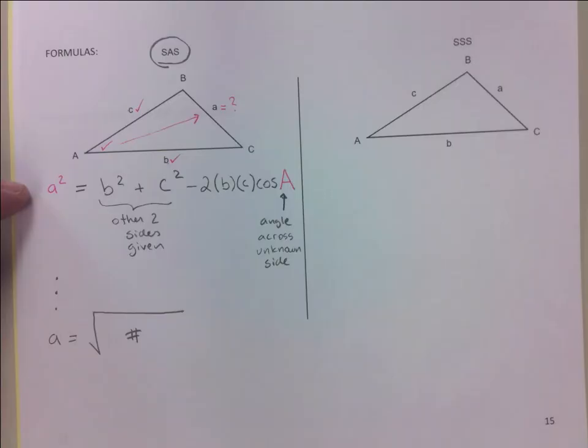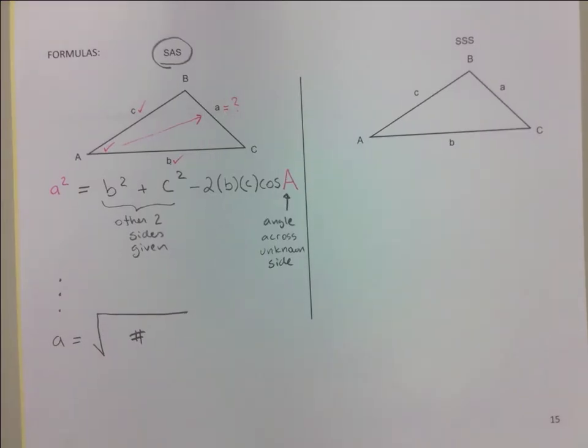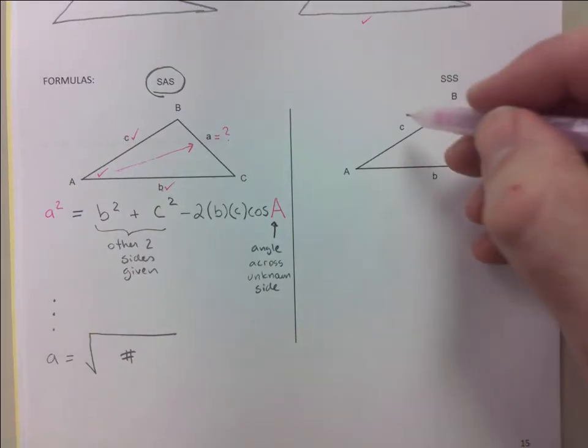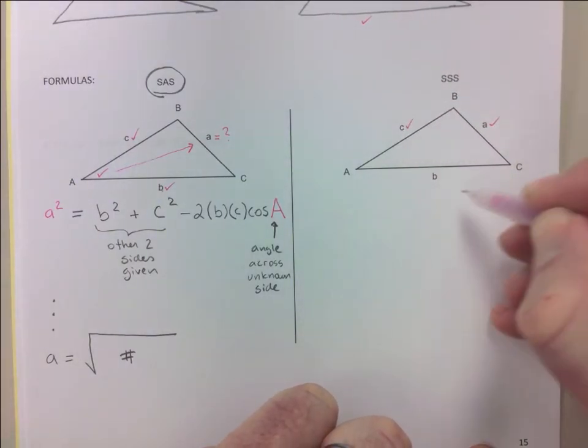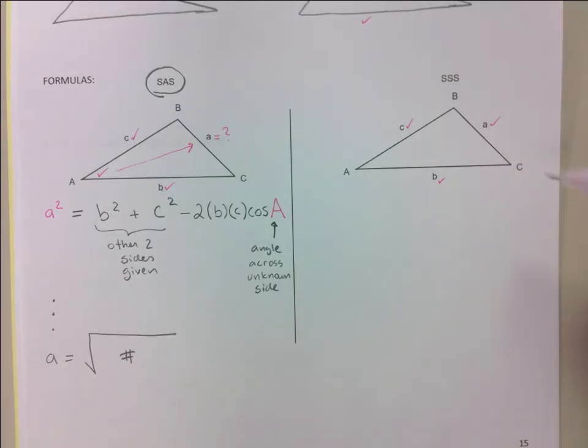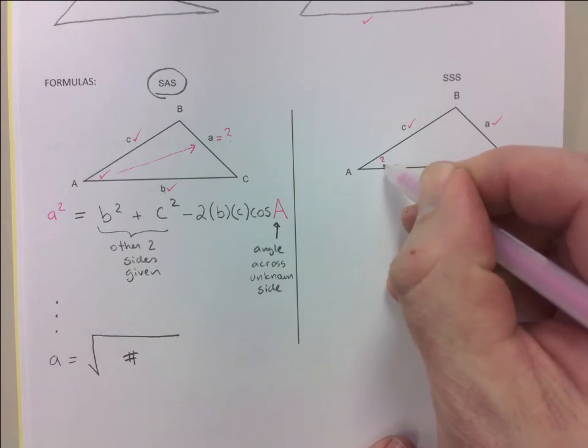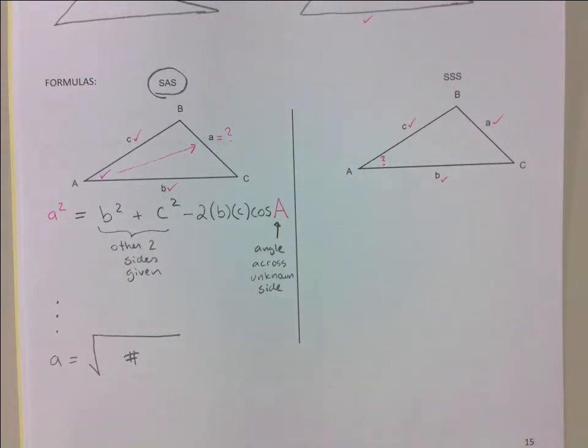Okay? Now let's go over to SSS. SSS is a little bit trickier, but not really. I'm just going to say we know this side, we know that side, we know this side. There's a problem in picking which angle you're going to solve for, because technically you will be able to solve for any of the three that you choose. But let's say you want to solve for angle A. That's the one you're trying to solve for.